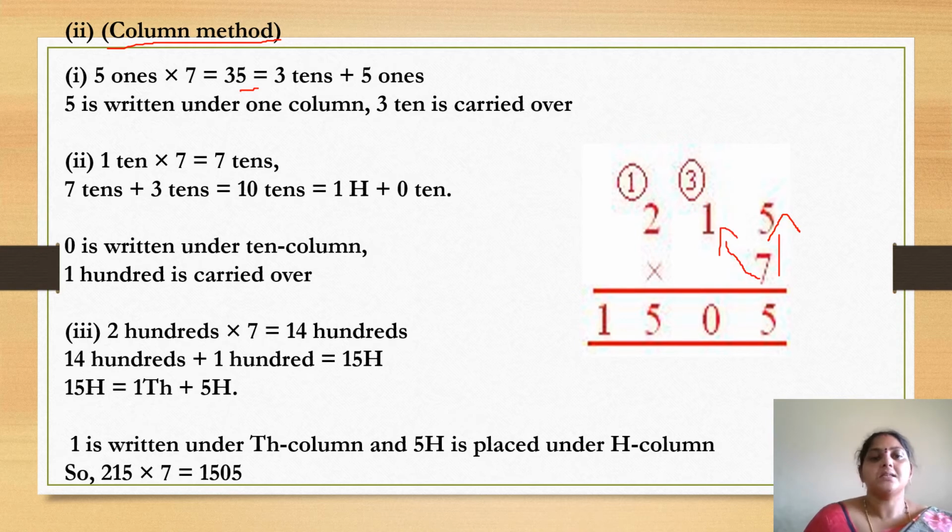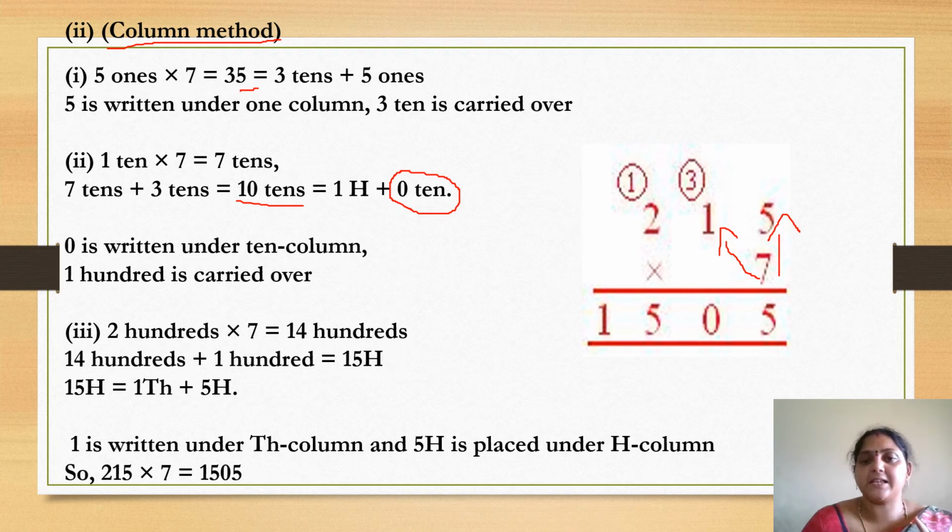7 ones are 7 and already we are having 3 tens over there. Now you have to add 7 plus 3, that is equal to 10 tens. When you are getting 10 tens, it is equal to 100. So in the place value of tens you will not have any value, so it becomes 0 tens, and this 100 is carried forward up to the hundreds place. Now you will be writing 0 in the tens place.